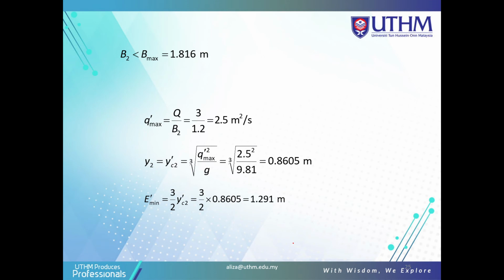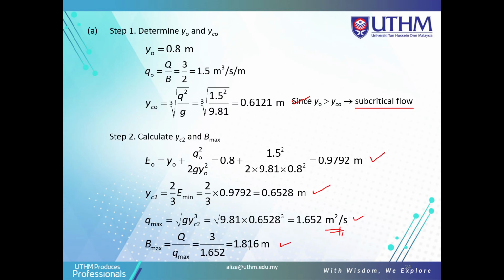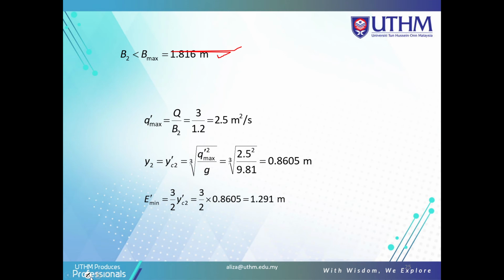Now look at step 3, because they give you B2 is 1.2 meters. So you know that B2 is less than B max. B max is 1.816. So B2 is less than 1.816. Okay, we get that value, and this is case 3 where a new Qmax is required.